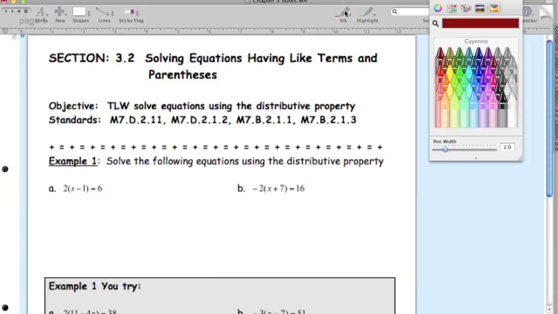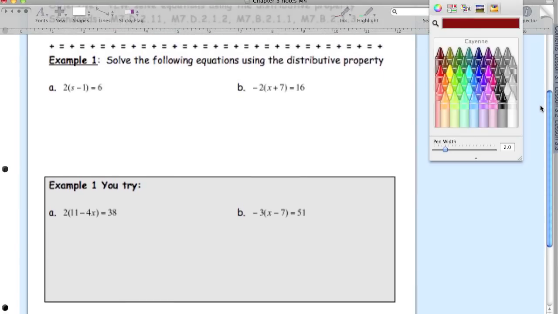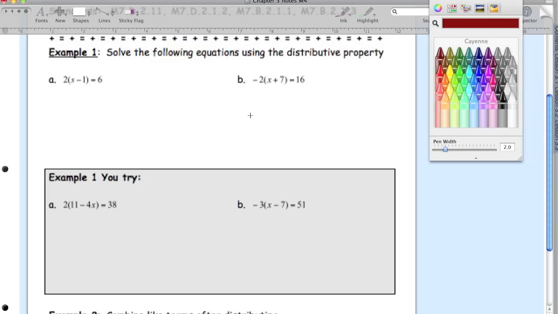Alright guys, let's take a look. We're going to keep adding more and more to these equations. Now we're solving equations with parentheses, meaning we have to use the distributive property. So, remember, an equation is two expressions separated by an equal sign.